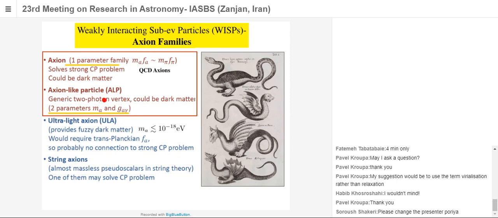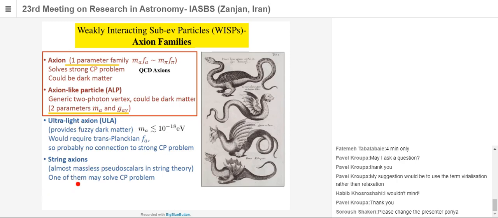Axion-like particles are the second family. They could couple to two photons, and they have two free parameters. They could also be a dark matter candidate. The difference between axion-like particles and the axion is that the axion-like particle has two free parameters, mass and coupling. The third family is ultra-light axions, which have extremely small masses, less than 10 to the minus 18 electron volts. People also call them fuzzy dark matter. There is no connection between light axions and the QCD axion, which means they could not solve the strong CP problem. And also axion-like particles have no connection with the strong CP problem.